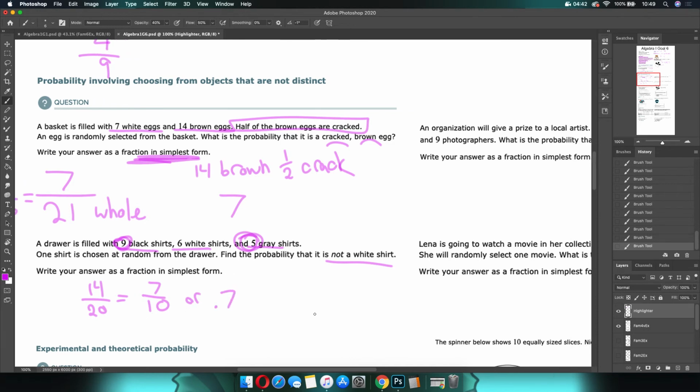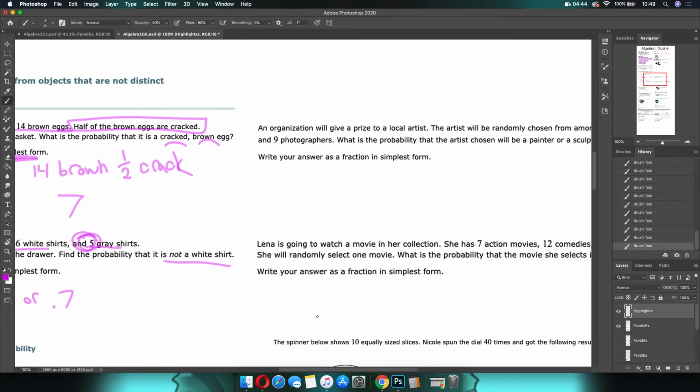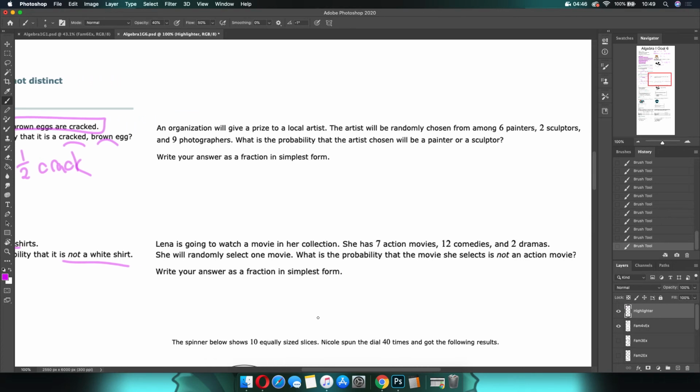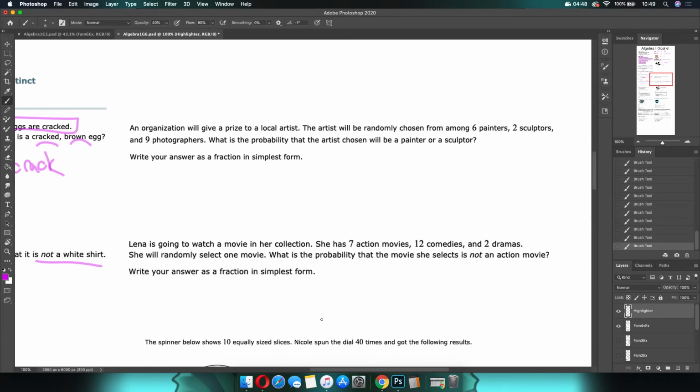All right, another one. Scroll over to the side here. An organization will give a prize to a local artist. They will be chosen among 6 painters, 2 sculptors, 9 photographers. So again, you're adding these up to find your whole. 6 and 2 is 8. 8 and 9 is 17. What is the probability that the artist chosen will be a painter or a sculptor? Painter and sculptor total add up to what? 8. 8 out of 17.